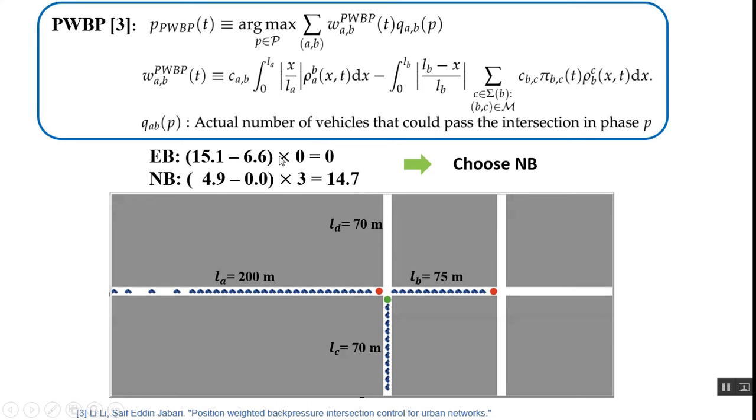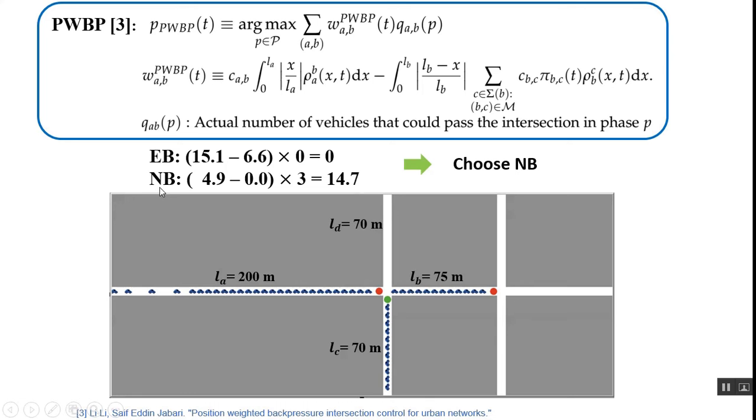So we have the omega AB calculated as here, and for the QAB, since no vehicles could actually pass the intersection during the eastbound phase, the QAB equals 0. Then the final result is 0.